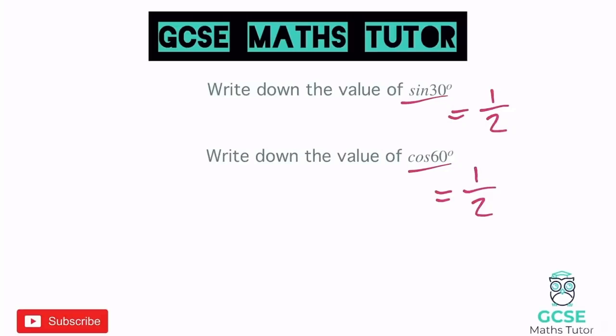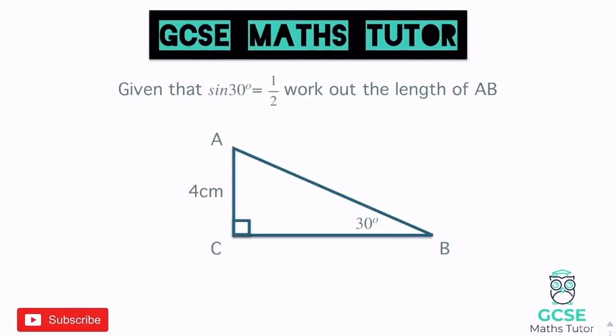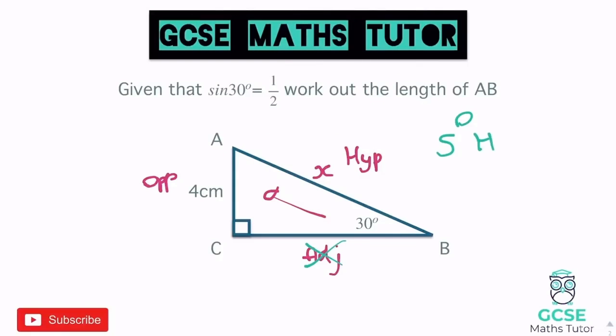Let's see how we can use that. This question says, given that sine 30 is 1/2, which hopefully we know anyway, work out the length of AB, and AB is this side here. So let's label this triangle up. We've got the opposite, we've got the hypotenuse, which it's asking us to look for, and this is our adjacent. We're not going to use the adjacent here, we're just going to use O and H. And if we remember our little formula, SOH has the O and the H in, and we're looking for the hypotenuse.